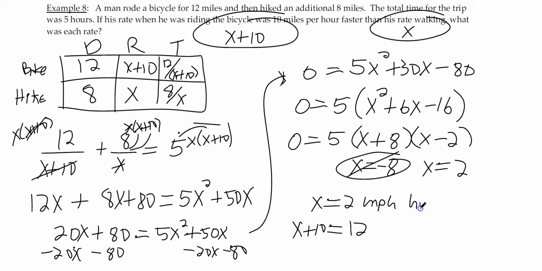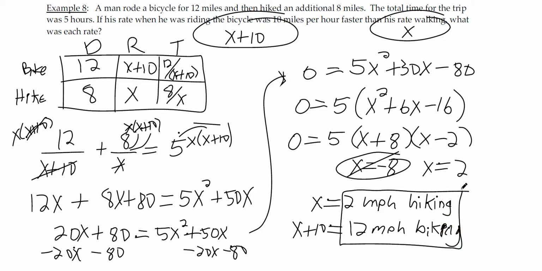Okay, so 2, hiking. Let's see, this is miles per hour, mph hiking. All right, pen does not want to write. And 12 miles per hour biking. I will get there. That's the weirdest looking eye I've made today. Wow. All right. So 2 miles an hour hiking and 12 miles an hour biking.